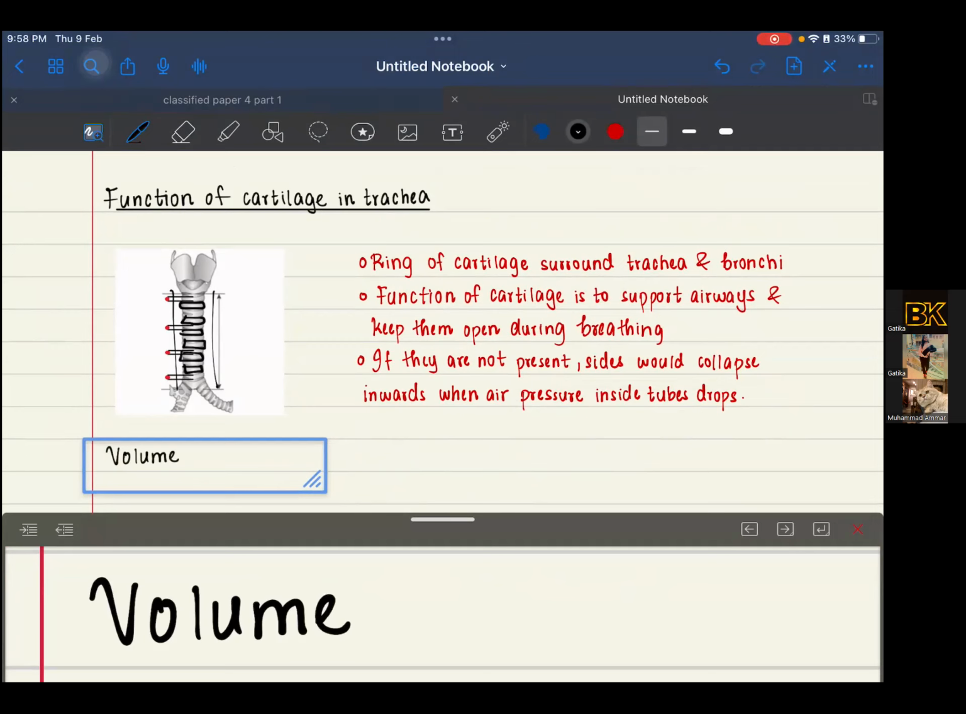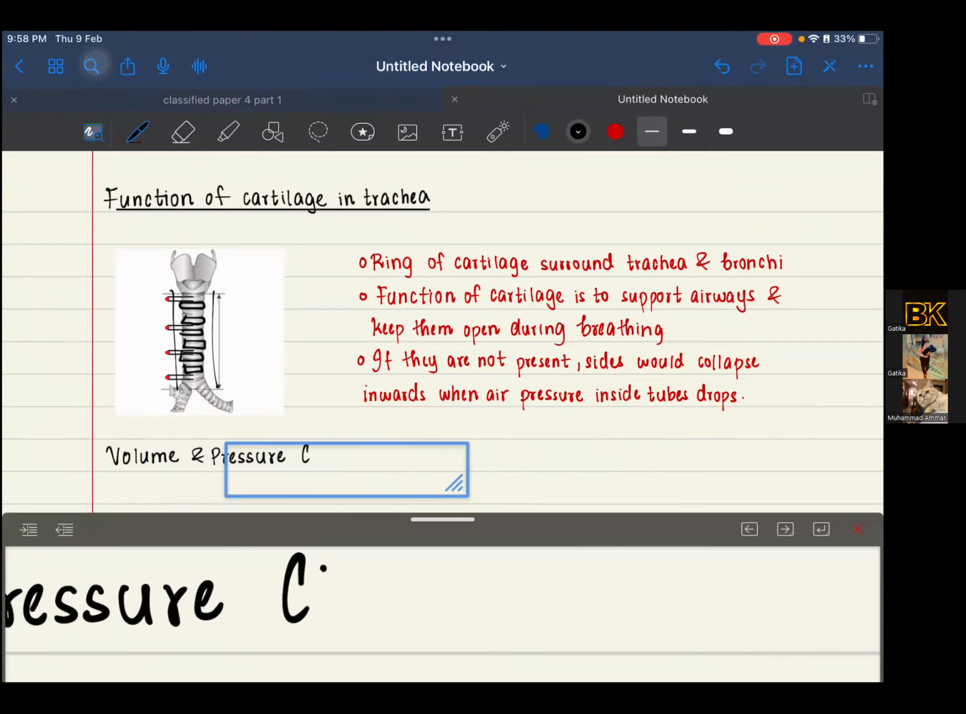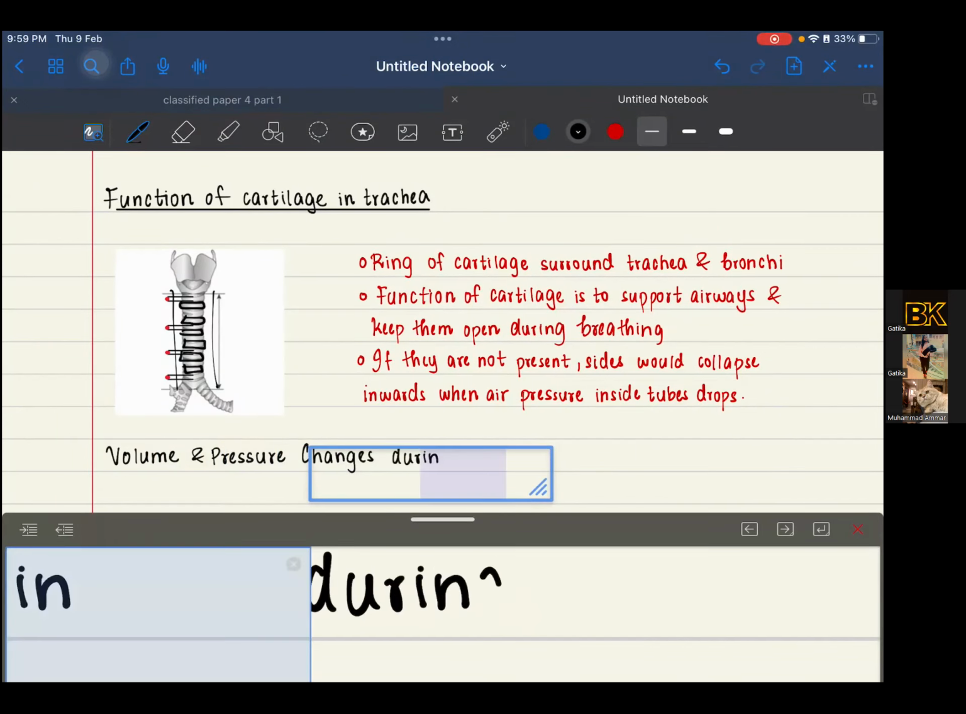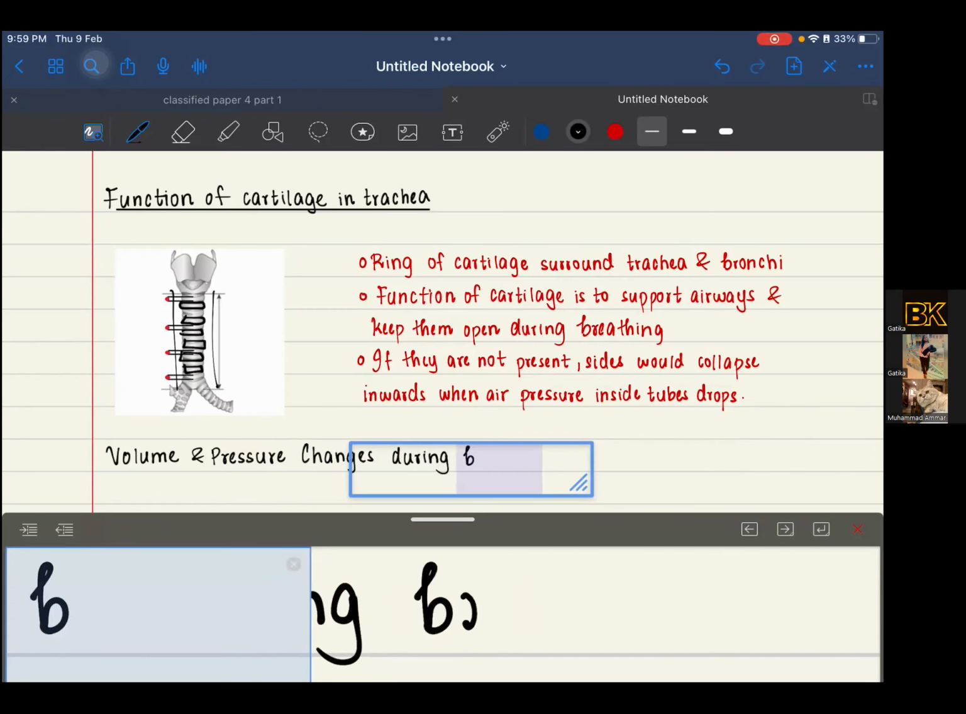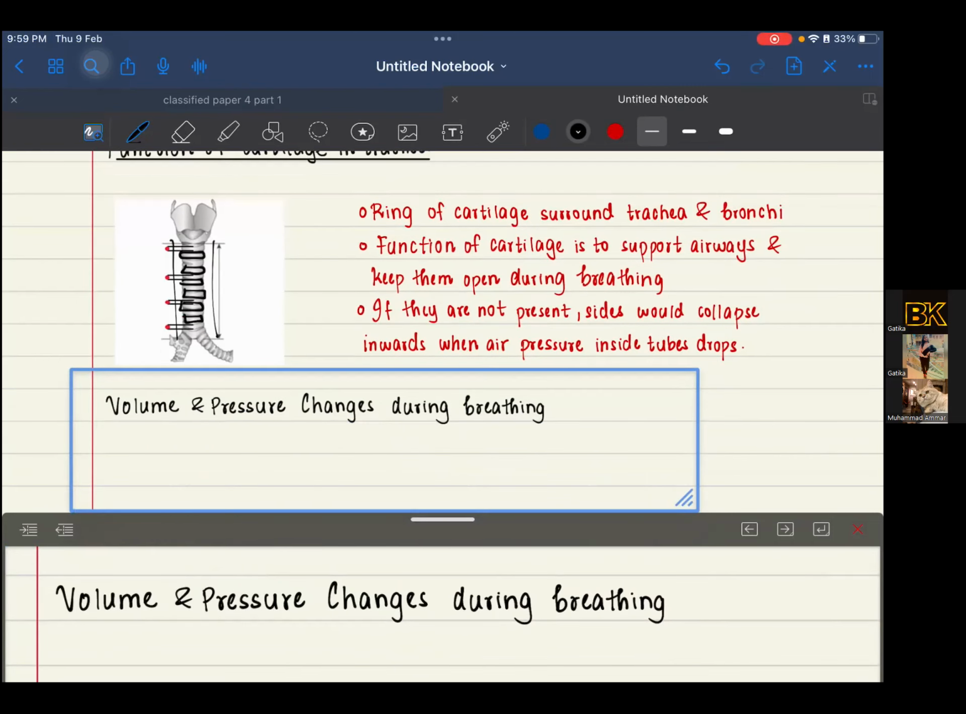Okay, that is good. Volume and pressure changes during breathing. Now, this is a little confusing, but we will do one at a time. And if you have any questions, just stop me and ask, okay? It's a little confusing. I was trying to explain to Iman also, but she got confused.